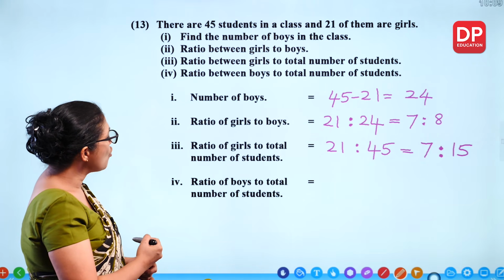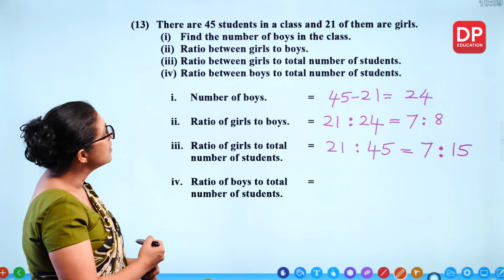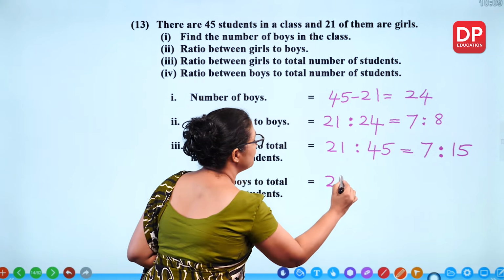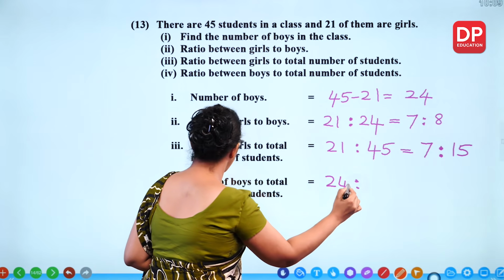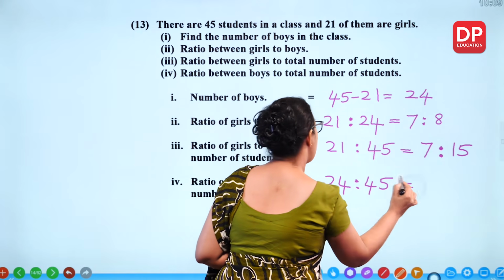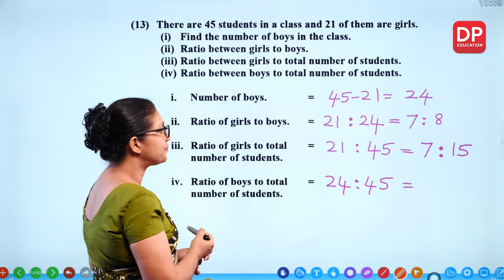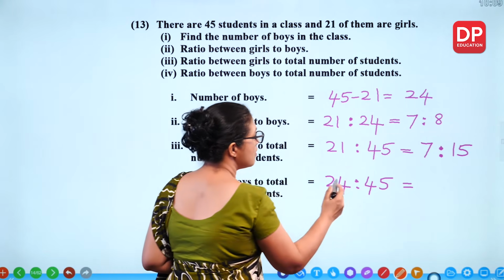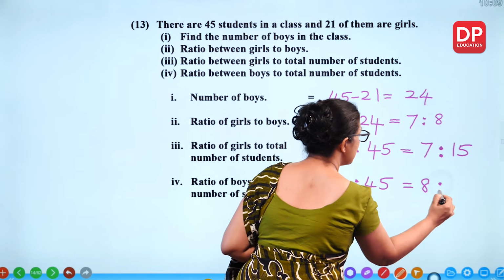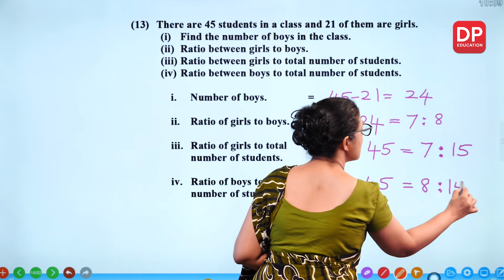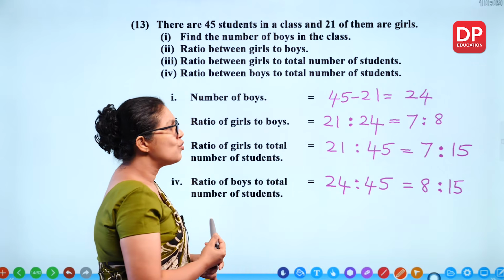So next one, ratio of boys to total number. So how many boys are there? 24. Total 45. So you can divide this by 3. 3 times 8, 3 times 15. So 8 to 15.